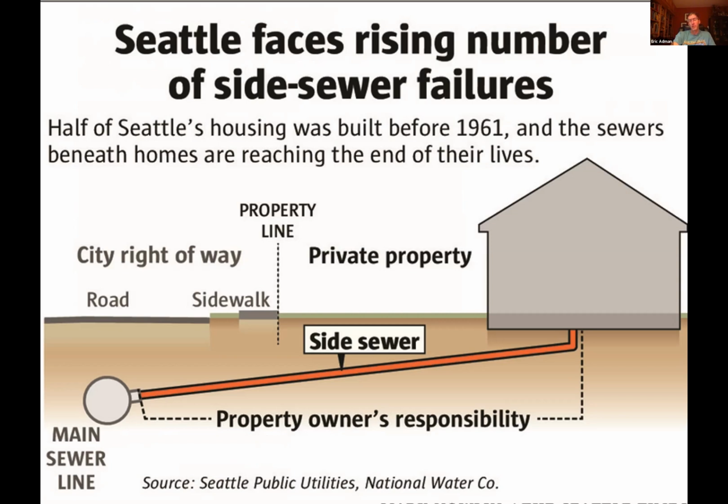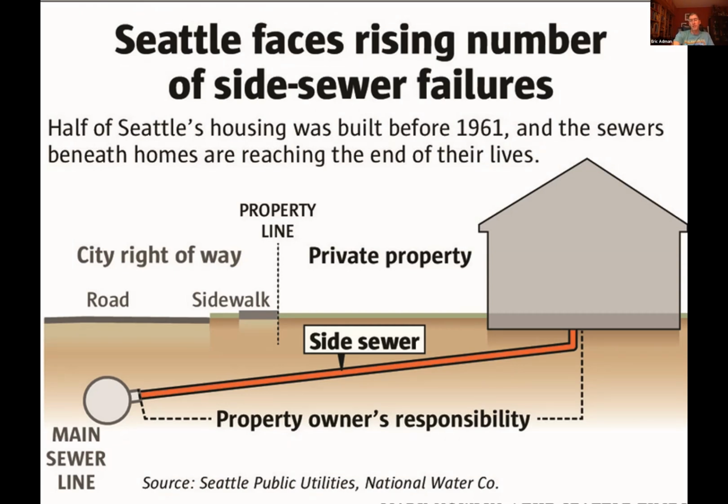Another place that bacteria could come from to get into a stream or water body is from what's called a failing side sewer. So in a house, when you run the water into the sink or you flush the toilet, it goes into the sewer system. And to connect to the main sewer line, there's a side sewer.